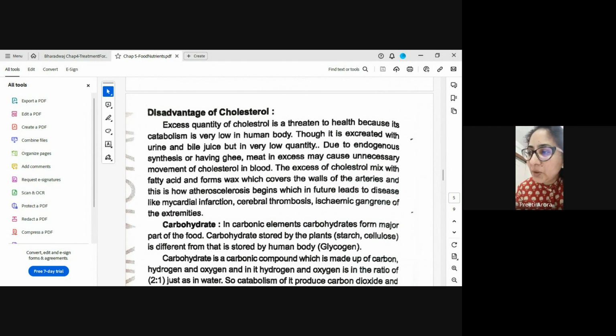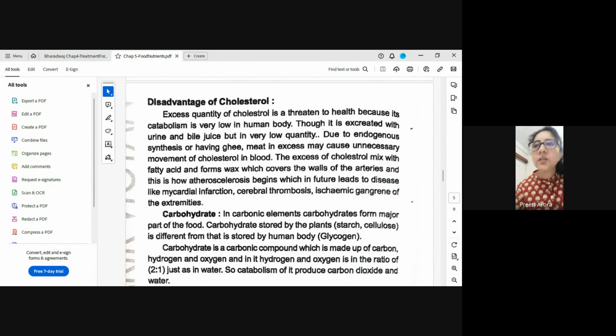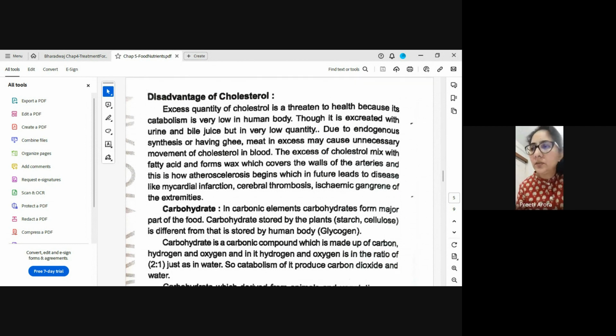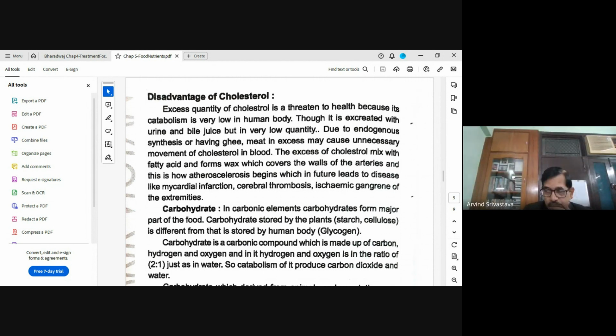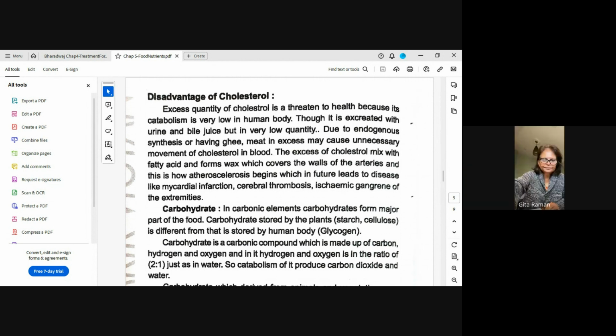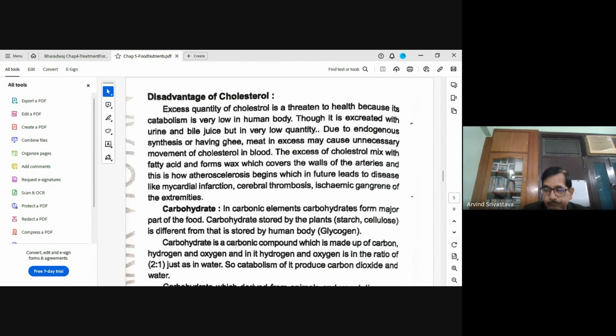Now, then you come to the functions of cholesterol. If you think I'm a little fast for you, please tell me. Is my pace okay with you? Any question from anybody? No, sir. Okay, so we come to the functions of cholesterol.